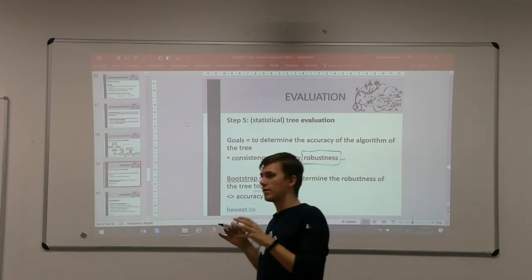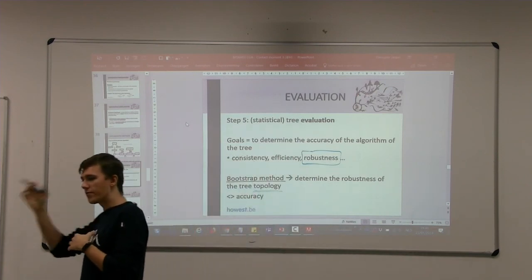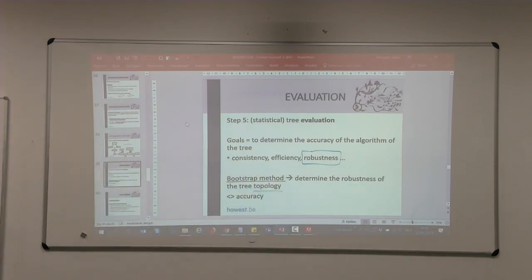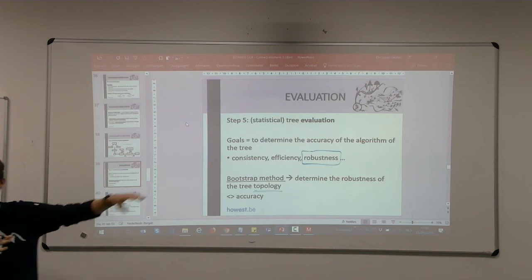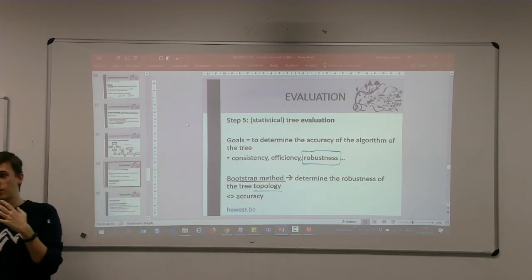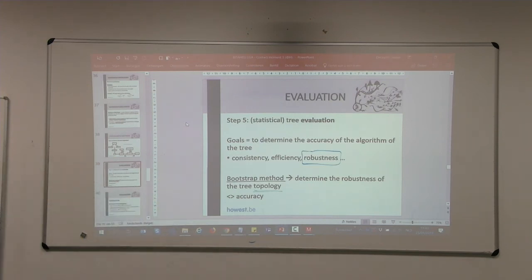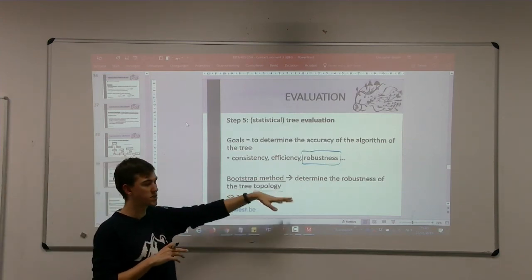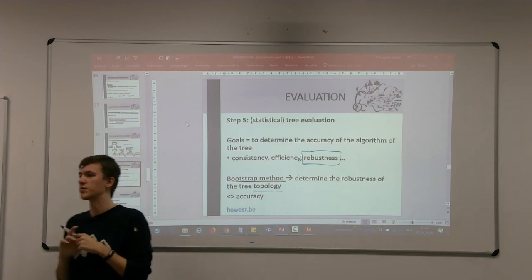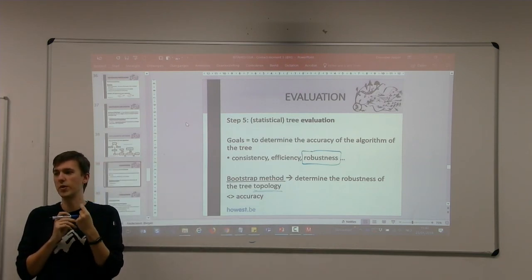What if there would be only half of the information? For example, I have a multiple sequence alignment of 100 residues. What if I would only have 50 residues? Would I still have the same tree? Or what if I would have more information available or less information available? Would I still have the same topology, so the same branching order in my tree? So this is what I want to try to evaluate.